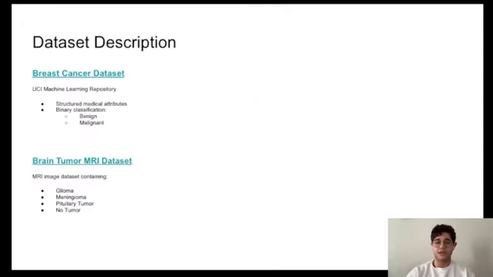We're using two data sets for this. We have a breast cancer data set, which brings structured medical attributes, and there's obviously cleaning in order to make the data usable for our models. The breast cancer model detects either benign or malignant, while the brain tumor data set shows a bunch of pictures that show either a glioma, a meningioma, a pituitary tumor, or no tumor at all.